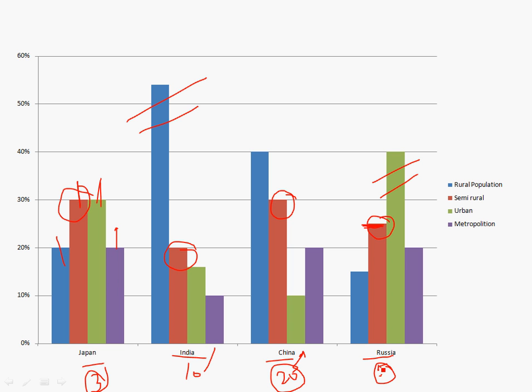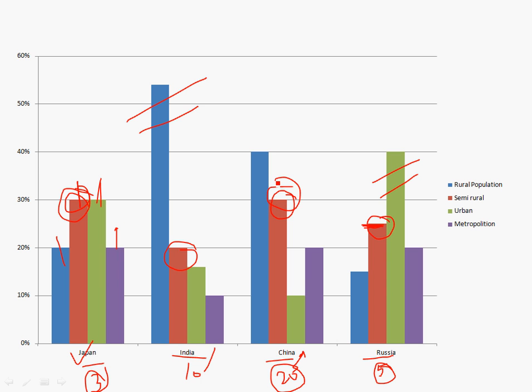But if the question says which country has percentage of semi-rural population equal to China, then there is one country which is Japan, which has semi-rural population equal to 30%, right? So you have to keep in mind what the question is asking, whether it is absolute number or whether it is percentages. And likewise you have to devise the answer, right? So these are various kinds of bar charts which would be there in your exam, right? And you have to interpret them accordingly.